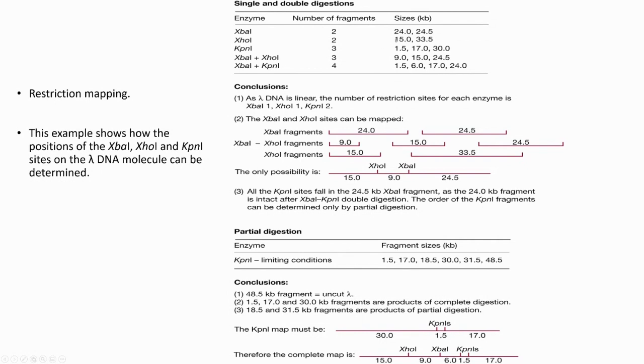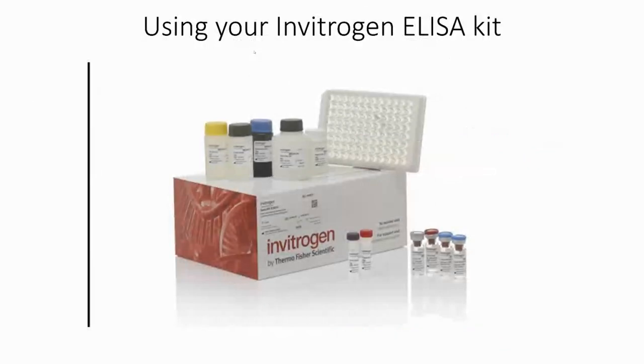So then we go back to the single digestion here. We see 15 and 33.5. Therefore, we know 15 will be on the left here, all right? Then ShoI, then SbaI. So this will be the arrangement for ShoI and SbaI. And then, of course, you can interpret the KpnI as well. Okay, so that's the restriction mapping determination. Any questions?